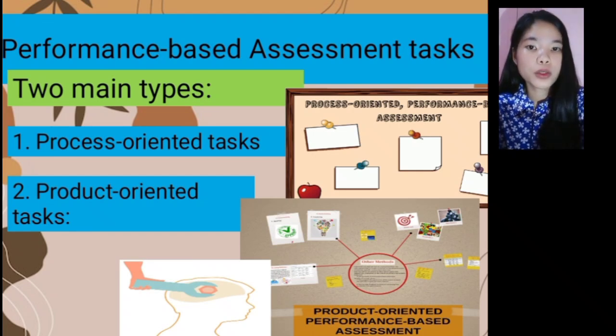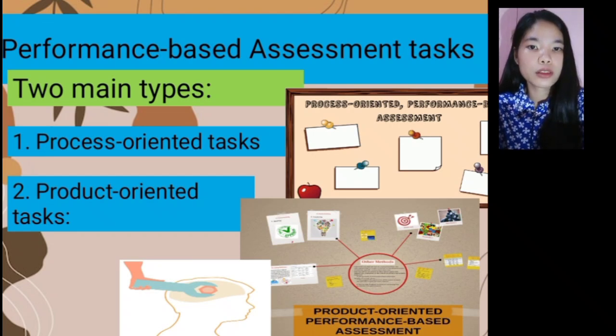And the second one is the product-oriented task. These tasks focus on the final product created by the student. An example is a task where students plan a natural beverage for their community event, demonstrating creativity, planning, and practical application of knowledge. By using performance-based tasks, educators can gain a more comprehensive understanding of a student's learning and abilities compared to traditional tests that primarily assess rote memorization.